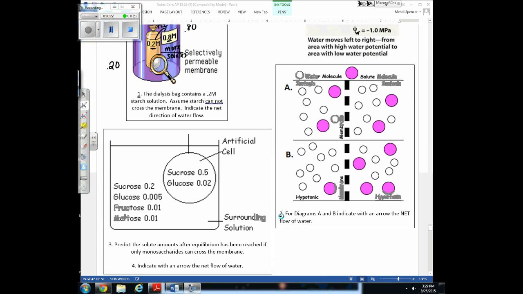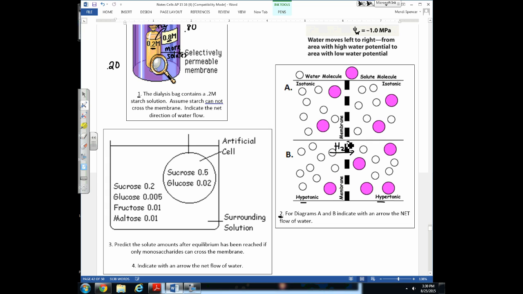For question number 2, it says for diagrams A and B, indicate with an arrow the net flow of water. So let's just start with A. We have two solutions that are isotonic to one another, so there's not going to be a net flow of water in either direction. So we can't add an arrow to A. Taking a look at B, though, they give you information like this side's hypotonic, this was hypertonic, so you can just apply the rule that water always moves from the hypotonic solution to the hypertonic solution. Remember, you go to the hyper party, water's going to go to the hypertonic solution. So we know water's going to flow in this direction.